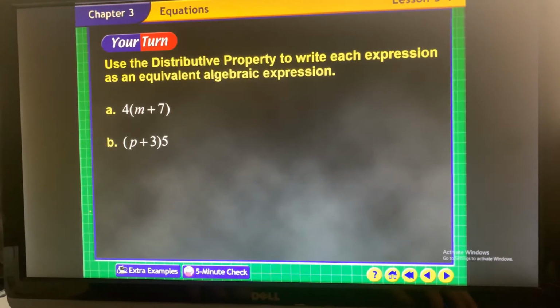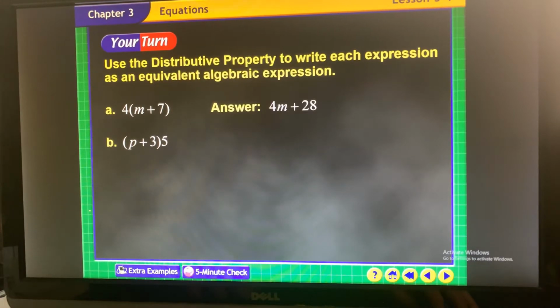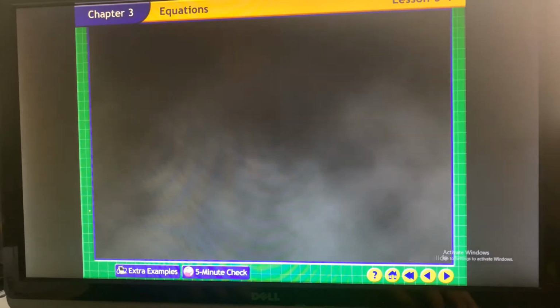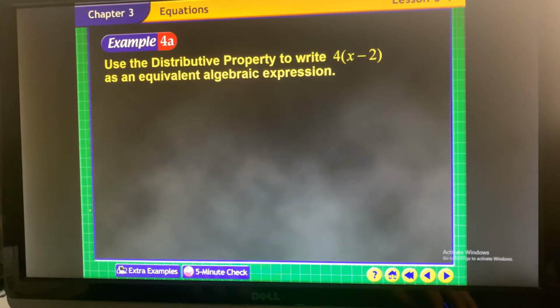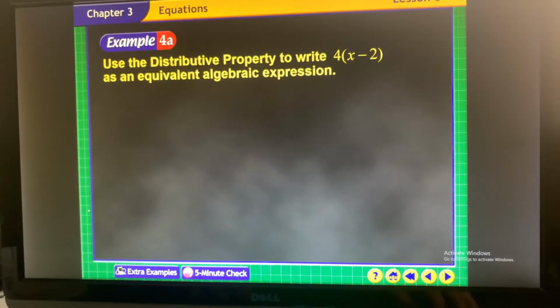So pause it and try to do those 2 on your own. But A should be 4m plus 28, and B is 5p plus 15. So we're doing the same thing, only it's a subtraction problem. It doesn't make a difference.